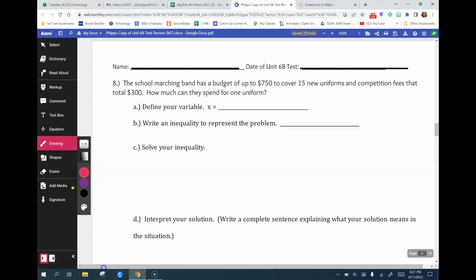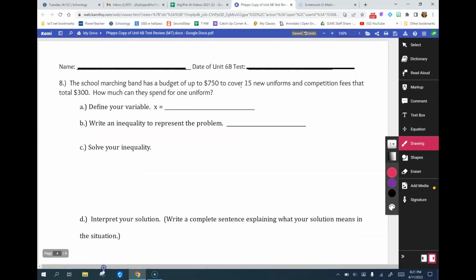You've already read this, hopefully, and we have a budget of up to $750. That's our budget, up to. So look at, here's $750. Can I have more for my budget, or do I have to be under my budget? Right, I have to be under my budget, so less than $750. Ooh, I'm taking this out of order, aren't I? I forgot to define the variable. How much can they spend on one uniform? So this is the cost for one uniform, or a uniform, either one.